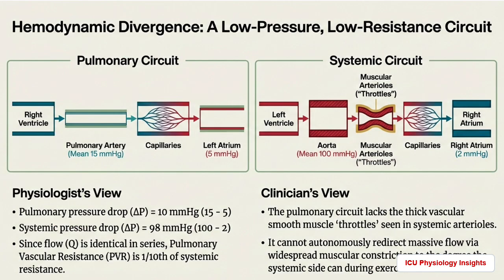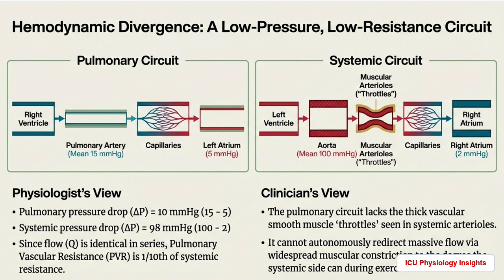I mean, look at this. The mean pressure in the pulmonary artery is only about 15 millimeters of mercury. Compare that to the mean aortic pressure on the systemic side, which is hanging out around 100. That is a massive, massive difference, and it tells you everything about the different jobs these two circuits were built to do.